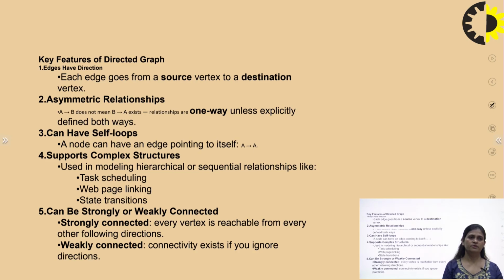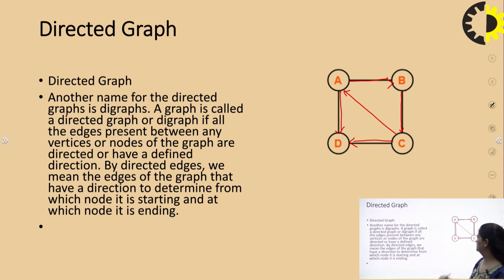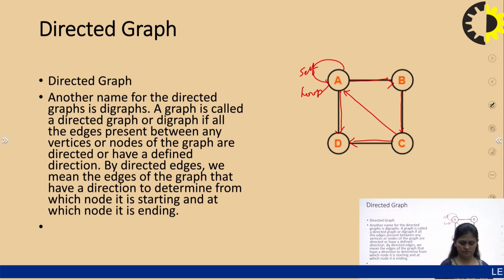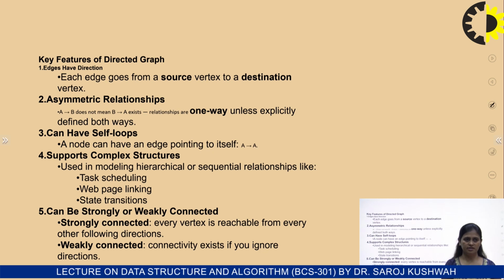A graph can have a self loop. A node can have a self loop, which means A is pointed to itself, A points to A. An edge pointing to itself is called a self loop. It also supports complex structures, used in modeling hierarchical or sequential relationships like task modeling, page linking, and state transitions.